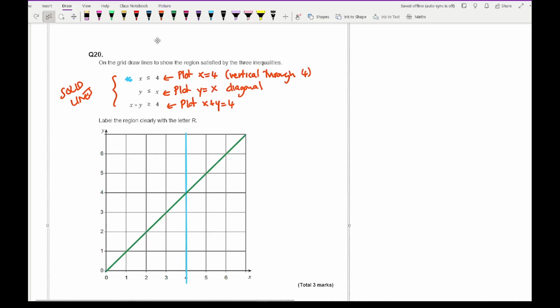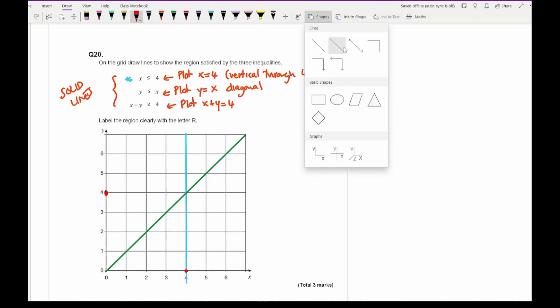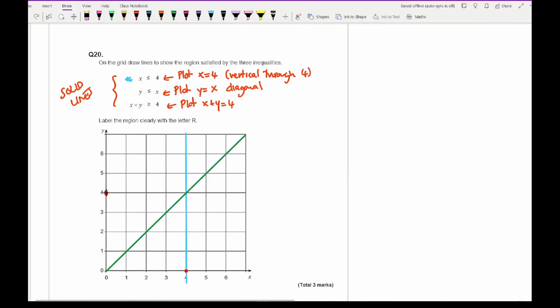And the final line, as we mentioned, is x plus y equals 4. So I'm looking for this point here. Let me change the color. I'm looking at this point and this point, so I'm drawing a straight line through those two points. And again, if the equation was a little bit more complicated, I'd do a table of values.